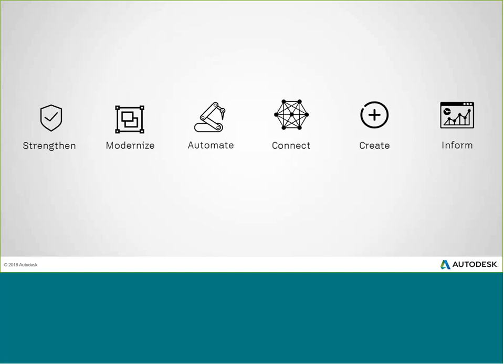Some of the features strengthen current workflows, some modernize current workflows. There are some automated processes that were added to Revit 2019. Connect goes over any interoperability between other programs. Create covers features within the disciplines to create some different stuff or just enhancements to creating objects in Revit. And then finally, information: how we can inform our customers and provide information from our Revit drawings.